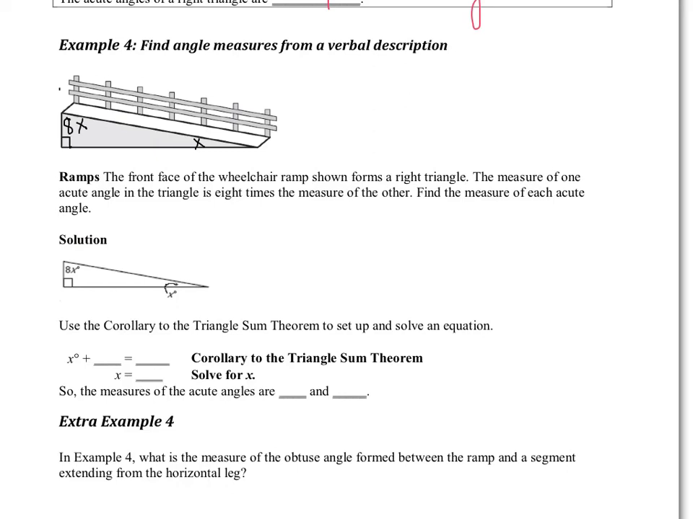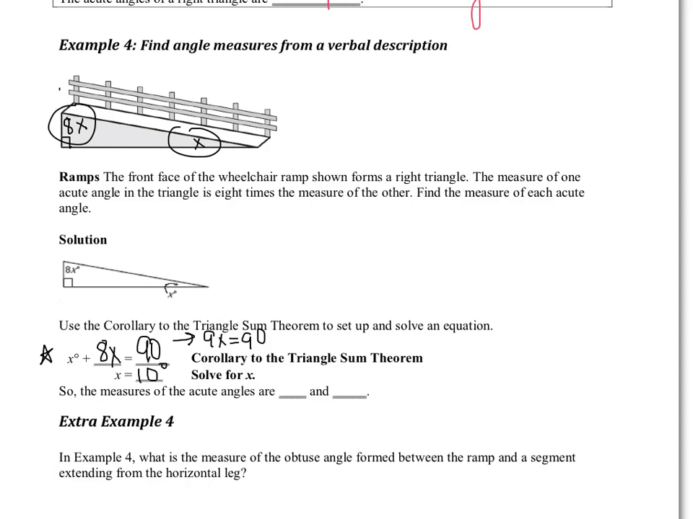So what I know is that if I add this and this together, it's going to add up to 90 degrees, which is what we do here. So x plus 8x equals 90. Well, x plus 8x, that's really 9x equals 90. So if you divide them both by 9, x equals 10 degrees.